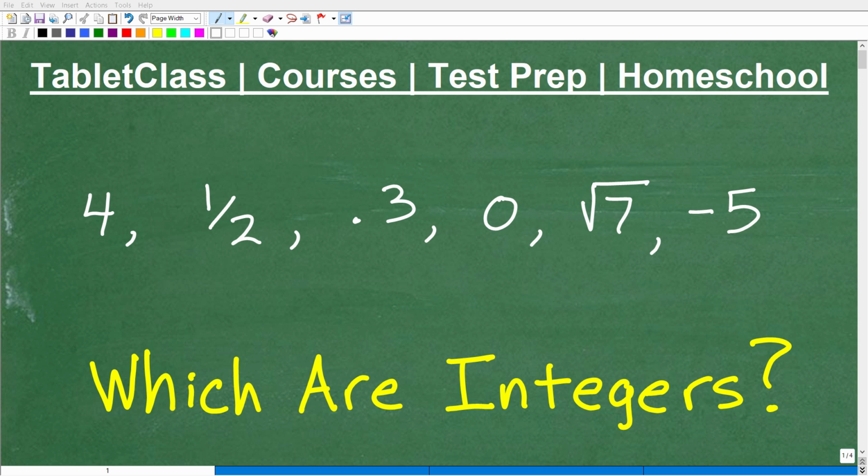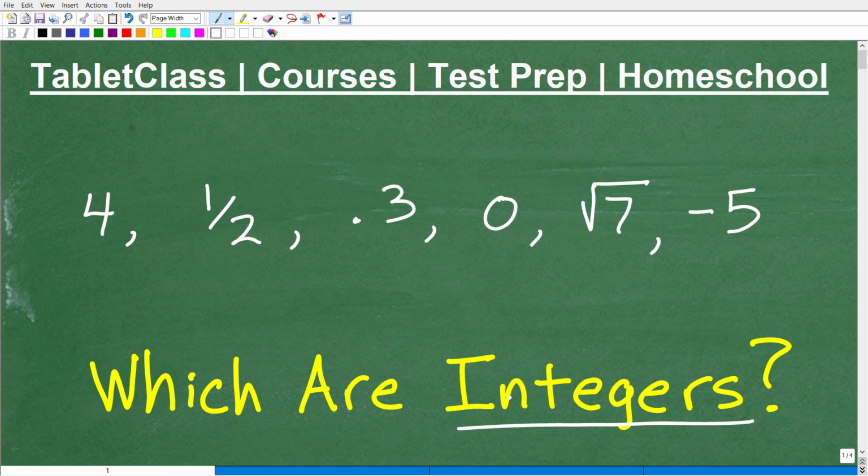Okay, so we got some numbers here, and we want to know which one of these are integers. Integers have a very specific definition in mathematics, and some of these numbers are integers, some are not, and some numbers we can actually describe in a couple different ways. So some numbers could be integers, and we can describe them again with other terms. And I'm going to cover all this here.